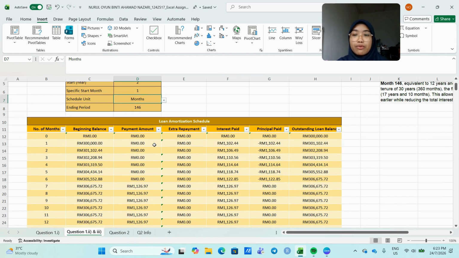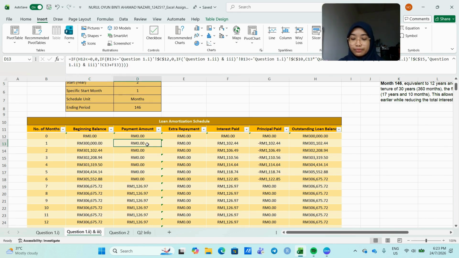So we move to the loan amortization schedule. I need the number of months, beginning balance, payment amount, extra repayment, interest paid, principal paid, and outstanding loan balance. For the first one, beginning balance, we extract the outstanding loan balance from before and put it in the first month, and I drag this cell down until 360 months. Next is the payment amount.